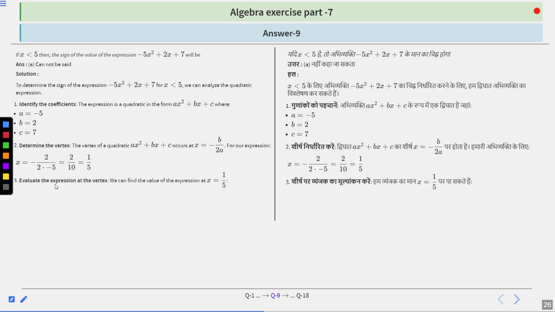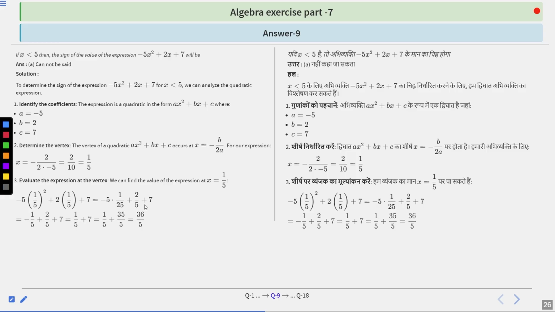Next one is to evaluate the expression at the vertex. We can find the value of the expression at x equal to 1 upon 5. Putting x equal to 1 upon 5 in the expression, we get minus 5 times 1 upon 5's whole square plus twice of 1 upon 5 plus 7. That is equal to minus 5 into 1 upon 25 plus 2 upon 5 plus 7, which is minus 1 upon 5 plus 2 upon 5 plus 7. That is 1 upon 5 plus 7, or 1 upon 5 plus 35 upon 5, because 7 can be written as 35 upon 5. So that is 36 upon 5. This value is positive.